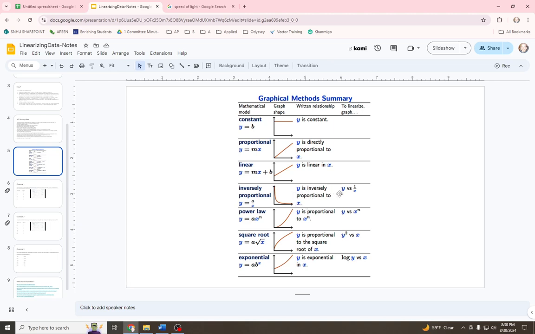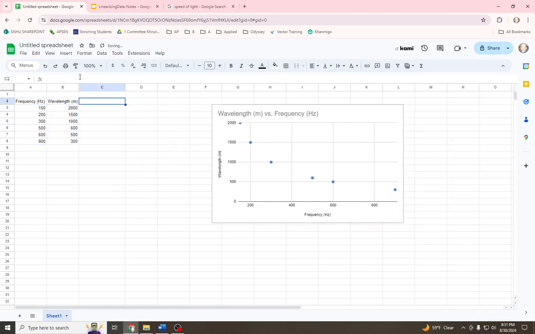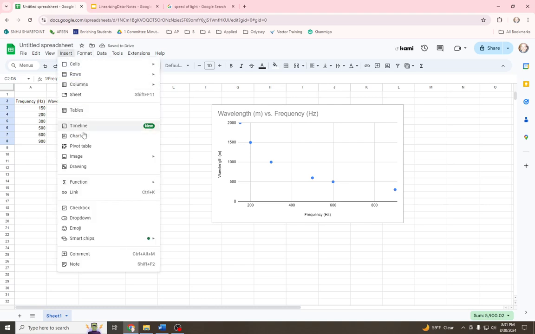So I need to plot y versus 1 over x. I need to take the reciprocal of my independent variable. That happens to be frequency. So I'm going to go 1 over frequency, which is hertz to the -1. Same thing. And I'm going to manipulate the data by going 1 divided by A3, fill down, copy and paste this, and hopefully this makes a linear graph.